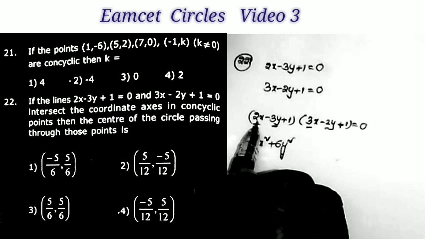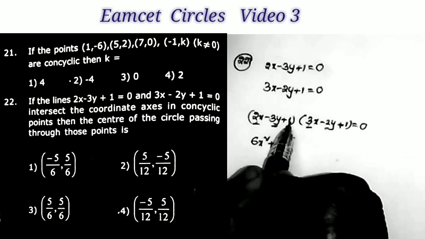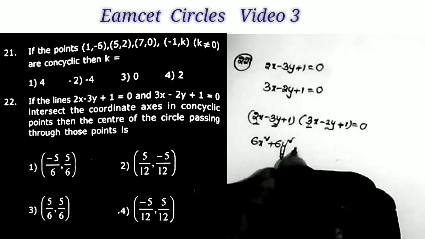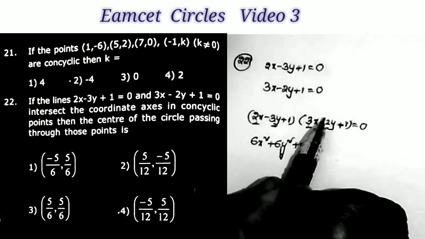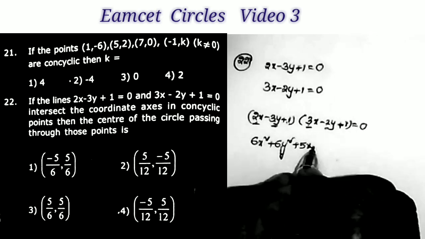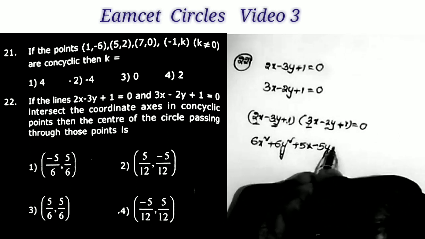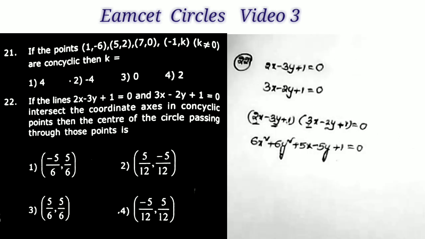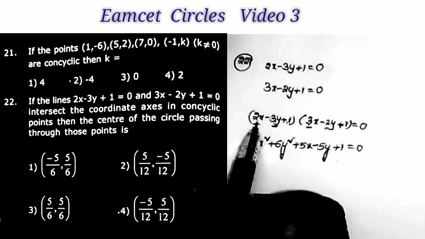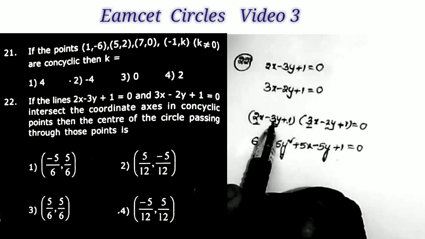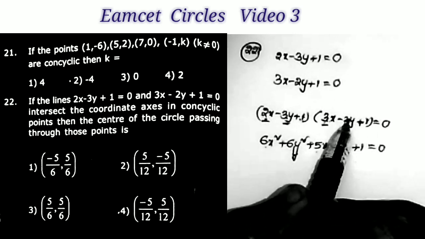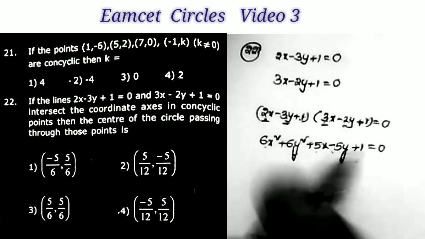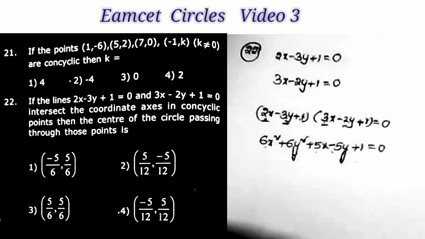Next, the x term: 2x into 1 is equal to 2x, 3x into 1 is equal to 3x, 2x plus 3x, that is equal to 5x. Next, minus 3y into 1 is equal to minus 3y, minus 2y into 1 is equal to minus 2y, that is minus 5y. And the last value, the constant, is 1 into 1 is equal to 1. Very easy. Within a single step we can take the product value here. Just listen: x term into x term, x square; y term into y term, y square; x into constant, 5x; y into constant, minus 5y; constant into constant. That's all. Now clearly this is the equation of the circle.